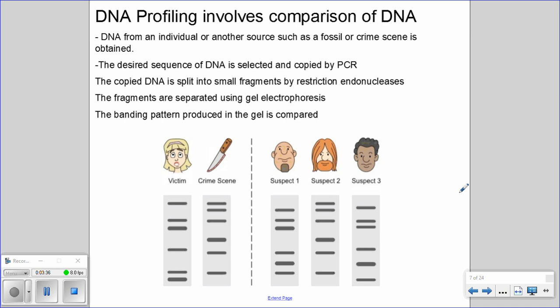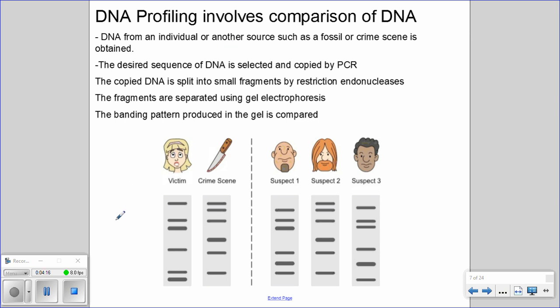DNA profiling will involve the comparison of DNA of different samples and DNA found at a crime scene. DNA from an individual or another source, such as a fossil or crime scene, is obtained. The desired sequence of DNA is selected and copied by PCR. The copied DNA is split into small fragments by restriction endonucleases, which you will need to review from the previous video. The fragments are separated using gel electrophoresis, and the banding pattern produced in the gel is then compared.